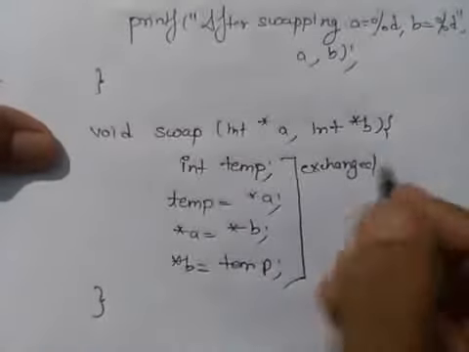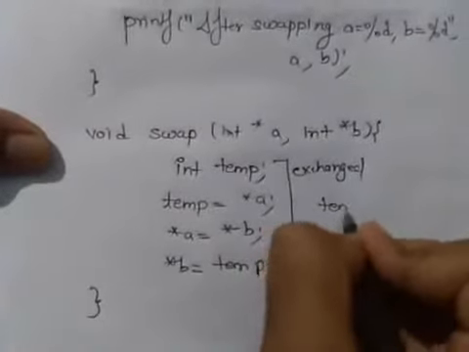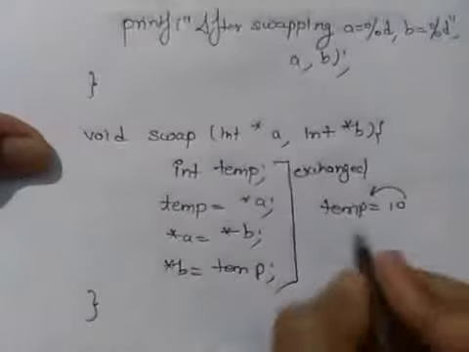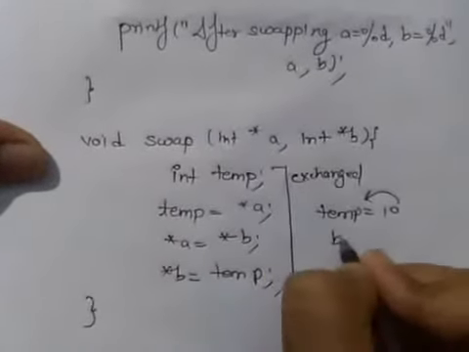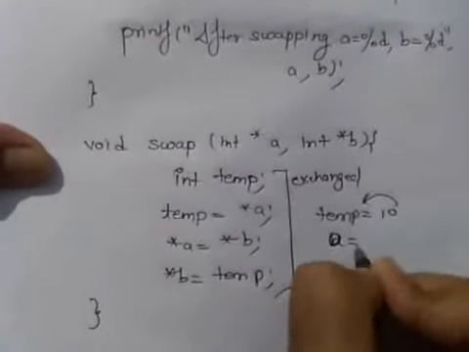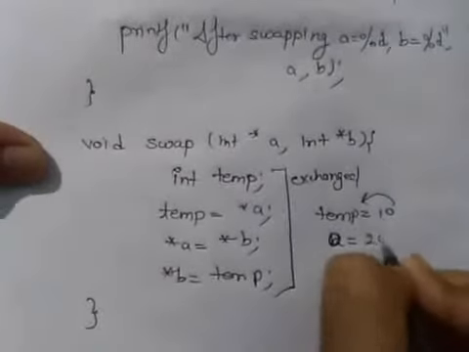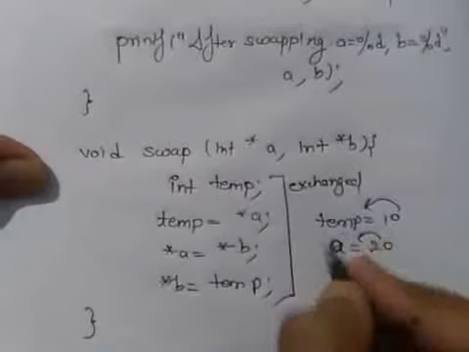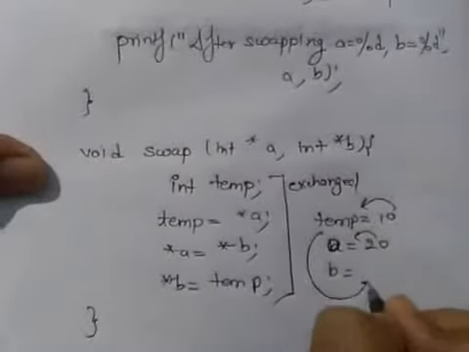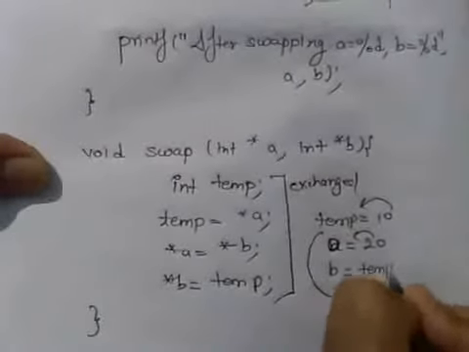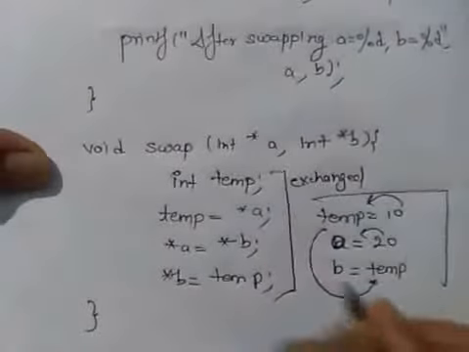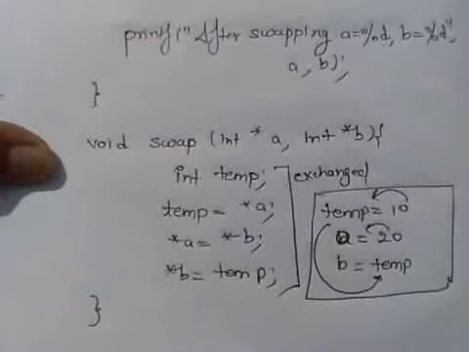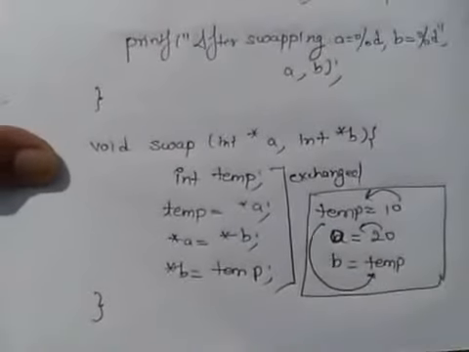So what is our logic here? In the temporary variable, the value 10 will be saved. Now the location a is vacant. In this a we put the value of b. Now b is vacant. Now again b will be assigned the value of the temp variable. So this is our logic to exchange the values of the variables with the help of pointers.